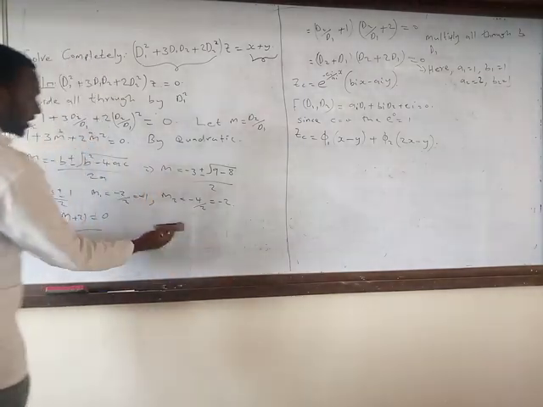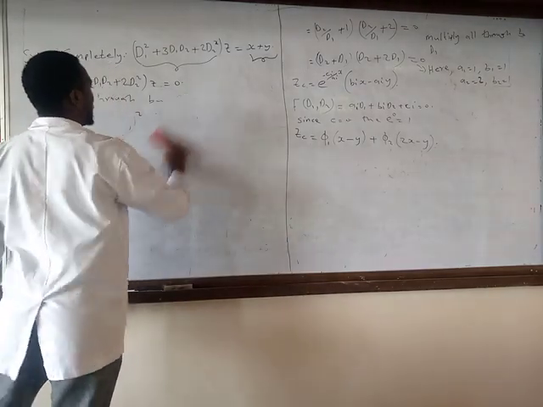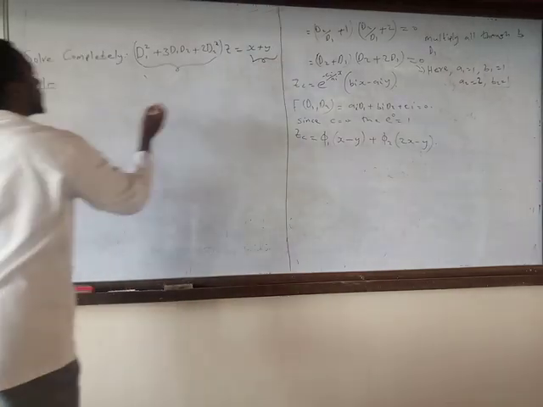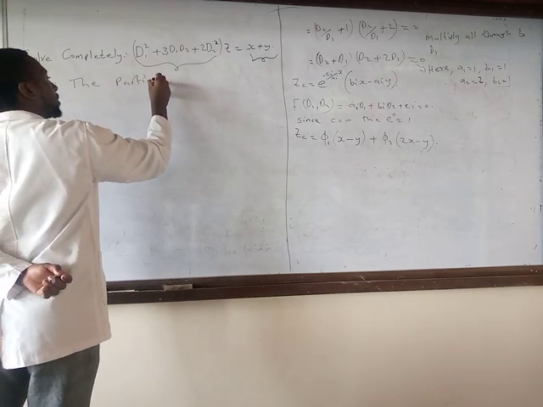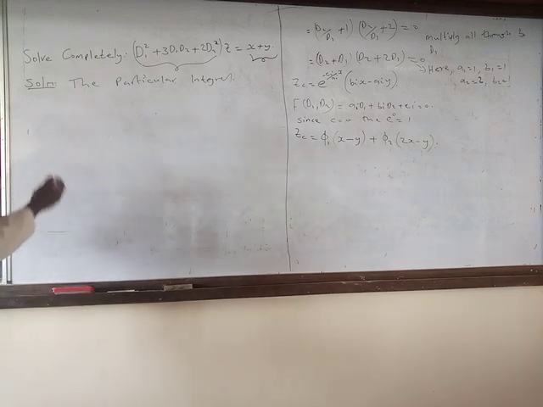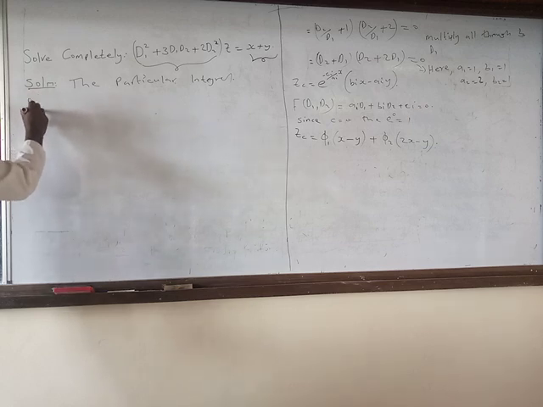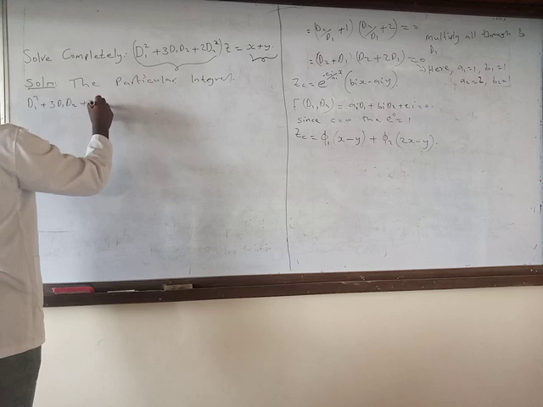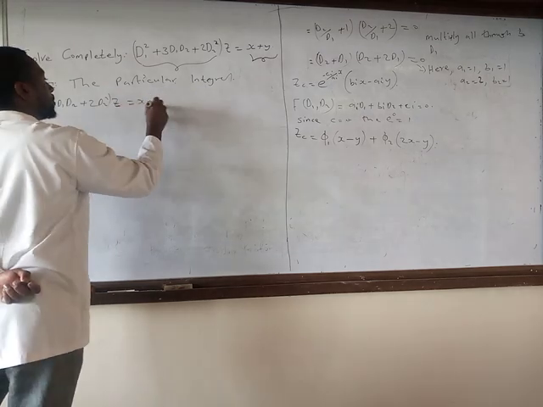The particular integral is the non-homogeneous part. So to solve the non-homogeneous part, we have D1 squared plus 3 D1 D2 plus 2 D2 squared z equals x plus y.